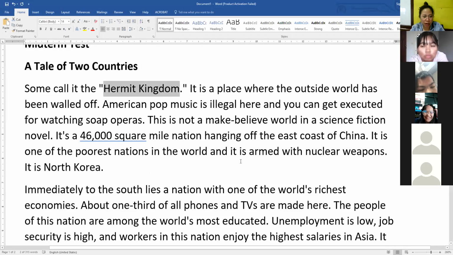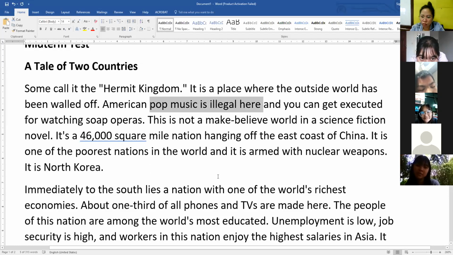Next, number 39. Pop music is illegal. Illegal. This one is music. Pop music is illegal. Music. Thank you.